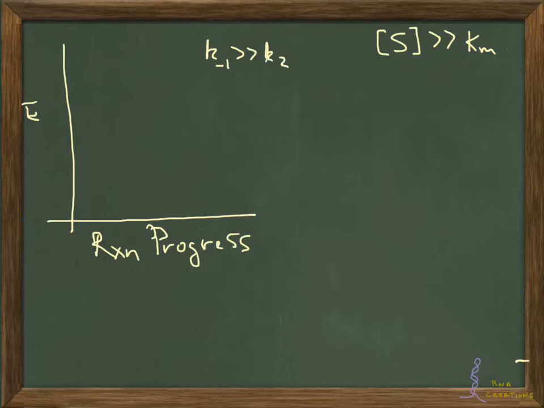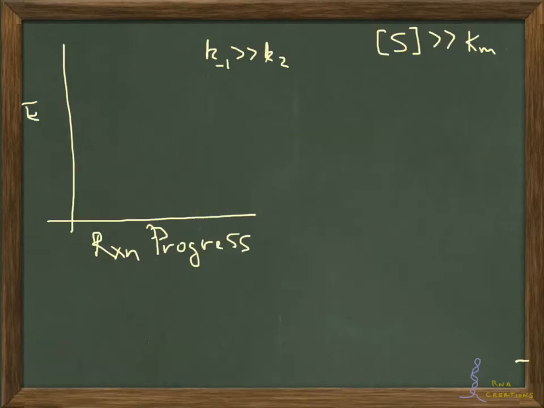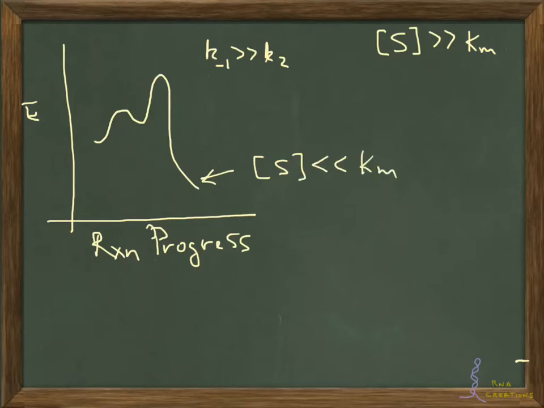And so what we just wrote back on this page for this condition, when K minus 1 is fast, it looks like the top one here. So when K minus 1 is fast, it should be like that. So that is where S is, sorry, that's still S less than Km. And so now when we raise the concentration of S, effectively what we do is we raise that.